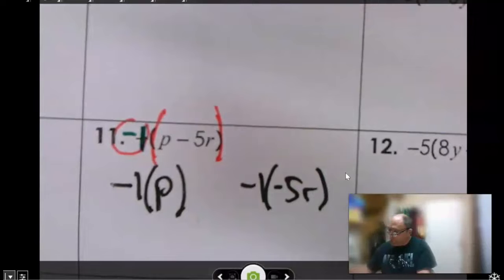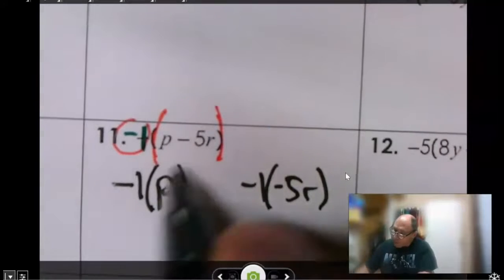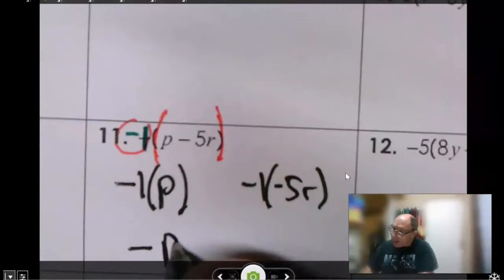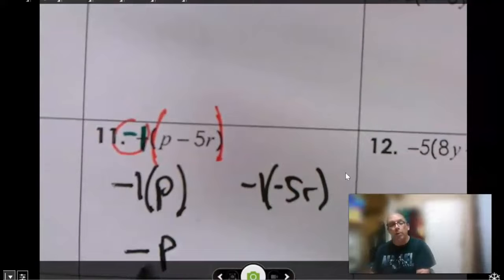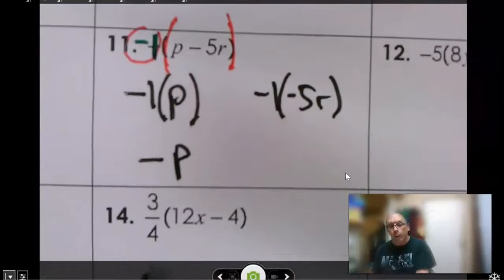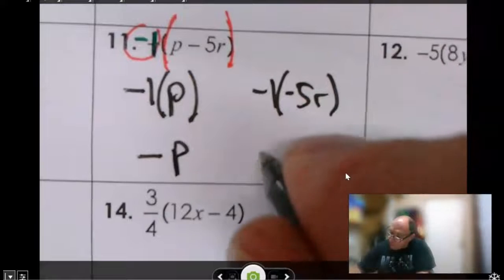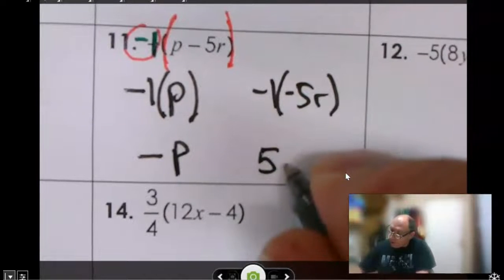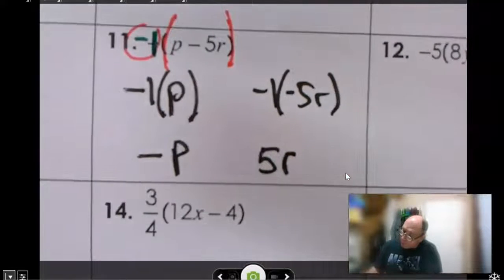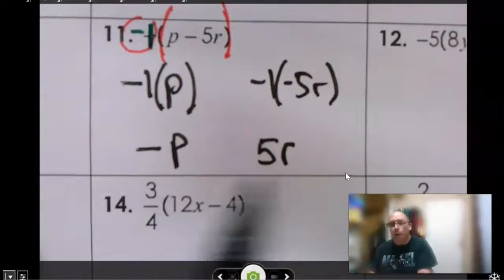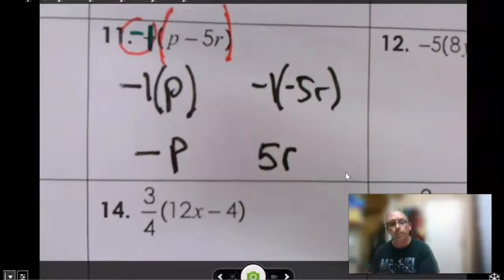And so when we do this, I can see that this P now becomes a negative P, negative 1P. Don't write the 1, it's invisible. And this negative 1 times negative 5R, this becomes positive 5R. And that's a little confusing. And yeah, we have two letters. So what? So I got P's and I got R's. So I'll have different colors.